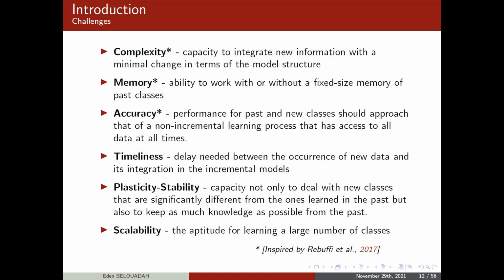For the plasticity-stability compromise, I think this depends more on the application domain, whether we want the model to keep more knowledge from the past or to adapt more to the new data. So I don't find a specific percentage between the plasticity and the stability. And for the scalability, normally an incremental learning method should learn an infinite number of classes. Normally we don't have a maximum number of classes that we learn.